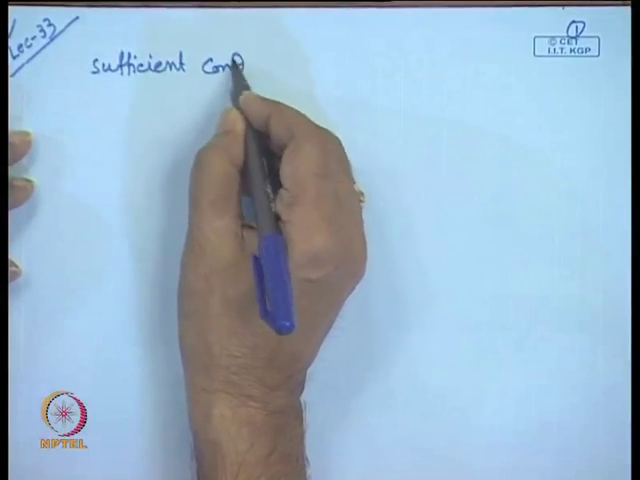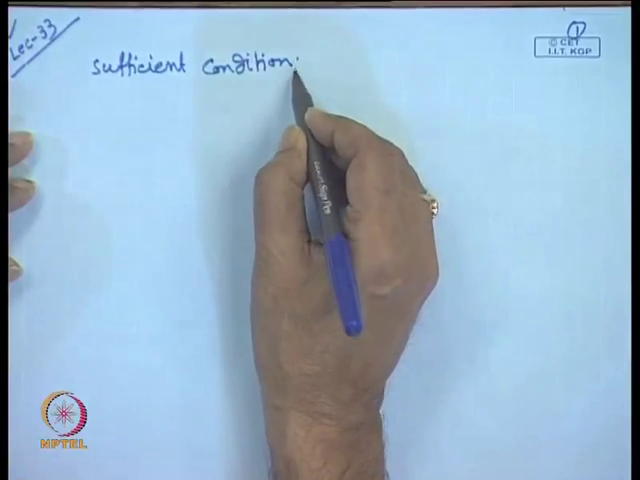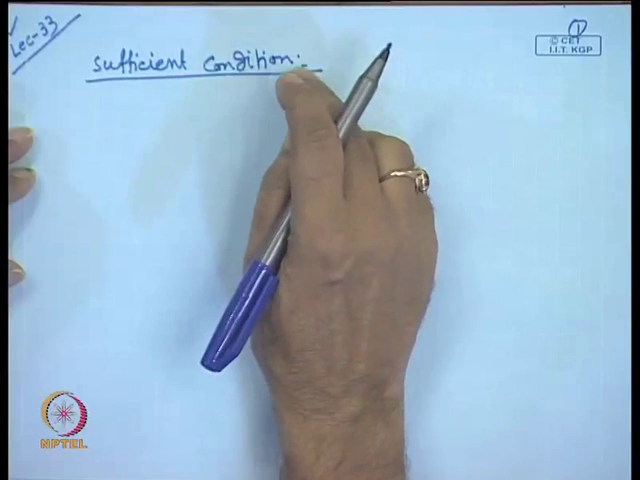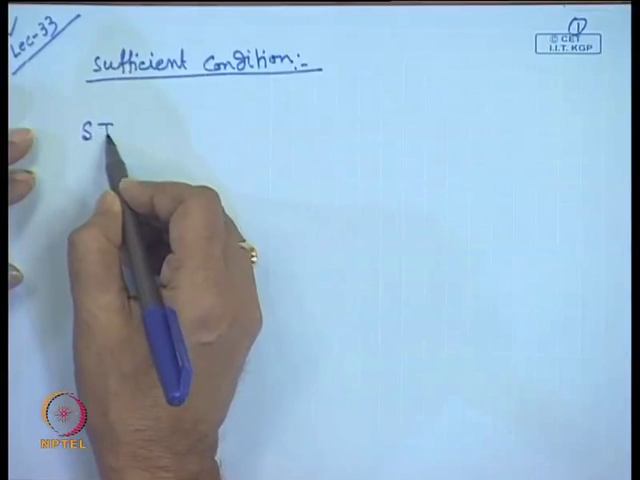Our sufficient condition is the same as what we discussed in the static optimization problem for multivariable optimization problems. The same condition we will consider here also. The sufficient condition will tell you whether, along the trajectory, the value of the functional will be a maximum or a minimum.